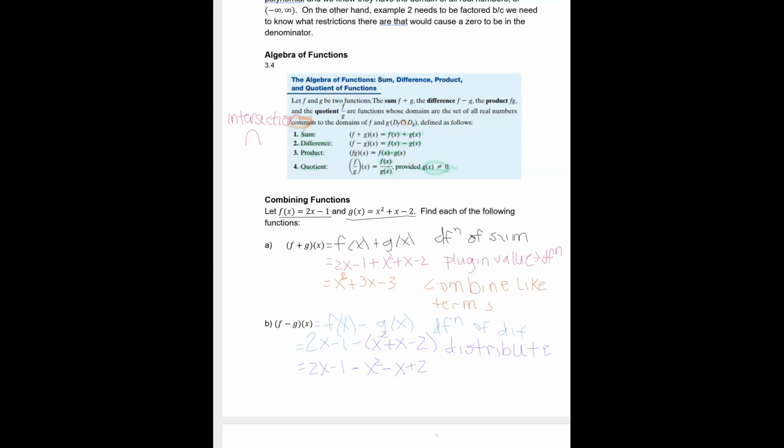Okay, now we combine like terms again. I'm going to use the same color because it's the same step. So again, we just have a negative x squared this time. We have 2x and we subtract an x, that's going to give us plus x. And so that was that one. Now we have a -1 and a +2, so that's going to give us a... Okay, and that would be our solution for that one.